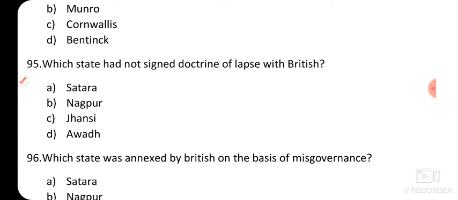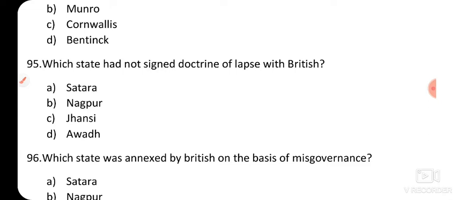Question number 95. Which state had not signed a doctrine of lapse with British? Option A, Satara. Option B, Nagpur. Option C, Jhansi. Option D, Awadh. So the correct answer is option D, Awadh. This is the thing I want to tell you. Satara signed the doctrine of lapse in 1848. Then Nagpur signed in 1854, and Jhansi also signed in 1854.